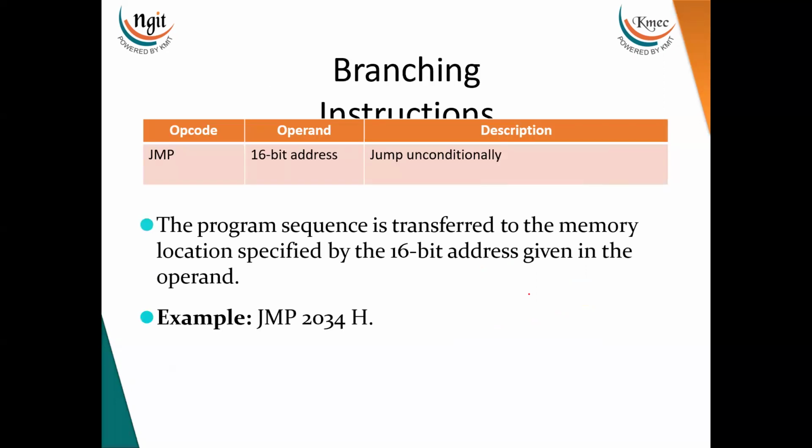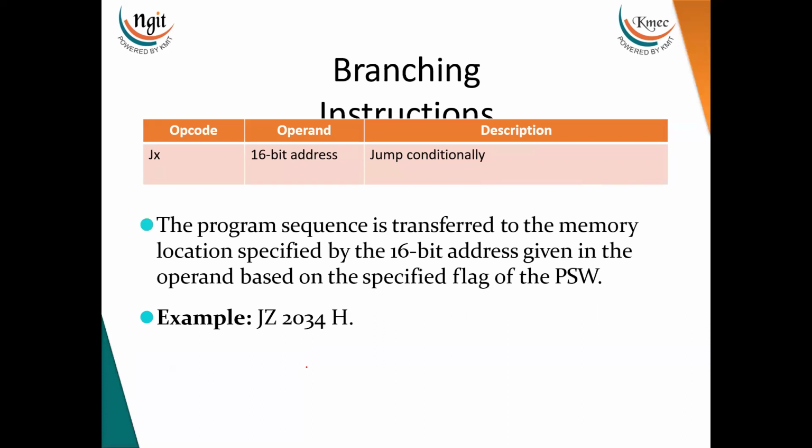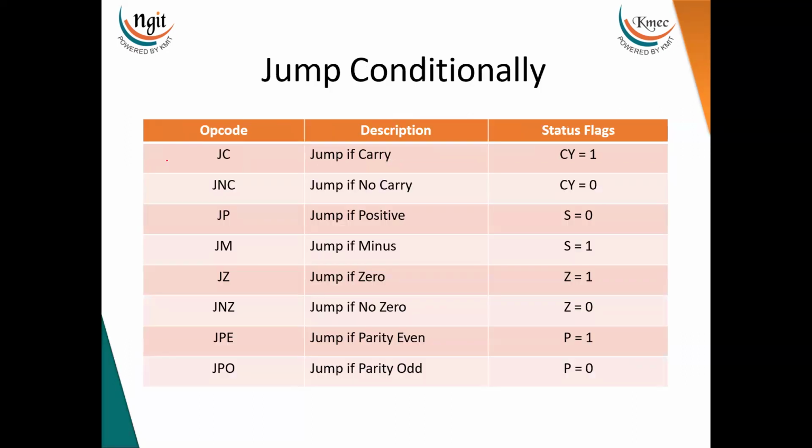Now coming to the branch instructions, this is a jump instruction. This is the unconditional. If we use this instruction, to whatever address we are specifying, the program will jump to that address. Now this is the conditional. Here X means you can use any one of the flags. Now here, carry flag: JC means what? If the carry is set, then use JC; if the carry is 0, use jump no carry.